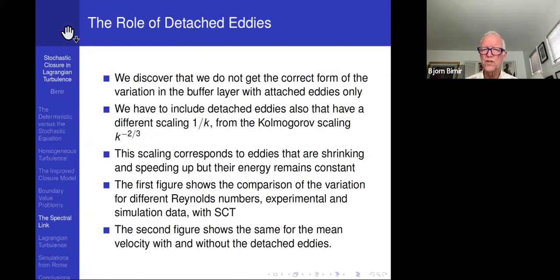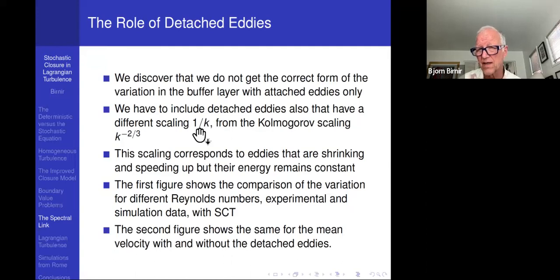And what we have to do is that we have to include a different form of eddies in addition to Townsend eddies. And we call these eddies detached eddies. So he had attached eddies, and we have, in addition, detached eddies. And they have a different scaling. The way you can think about the scaling is that it's simply an eddy that is speeding up and becoming narrower. It's just like an ice skater on ice that is spinning and pulls in their arms, then they speed up. And this scaling turns out to be 1/k.